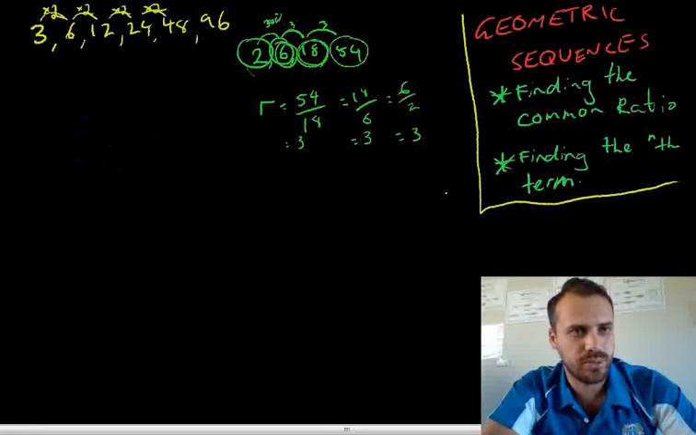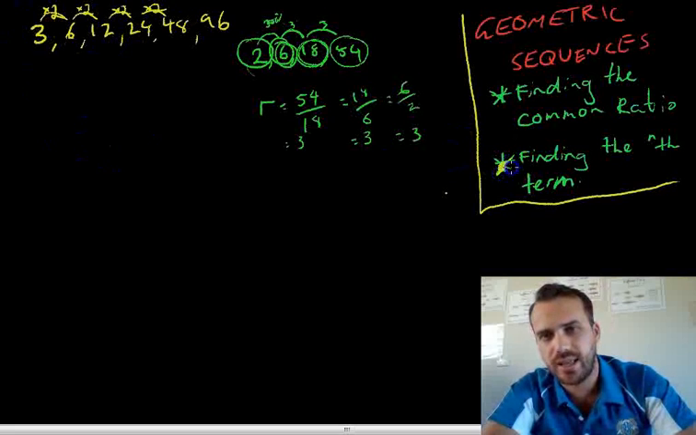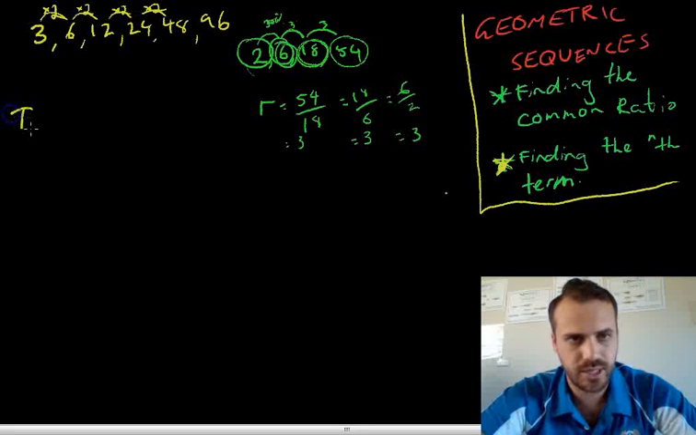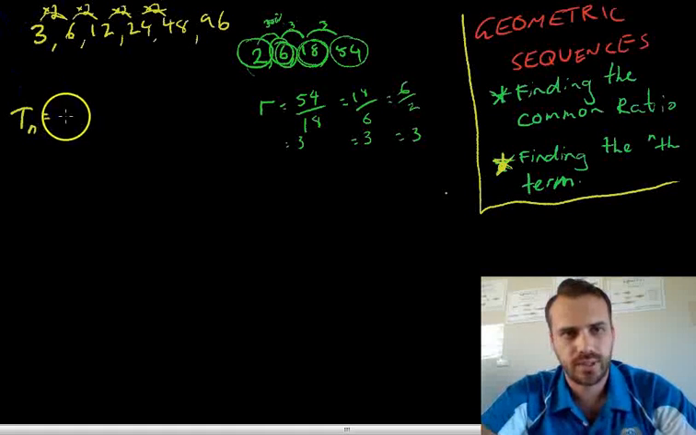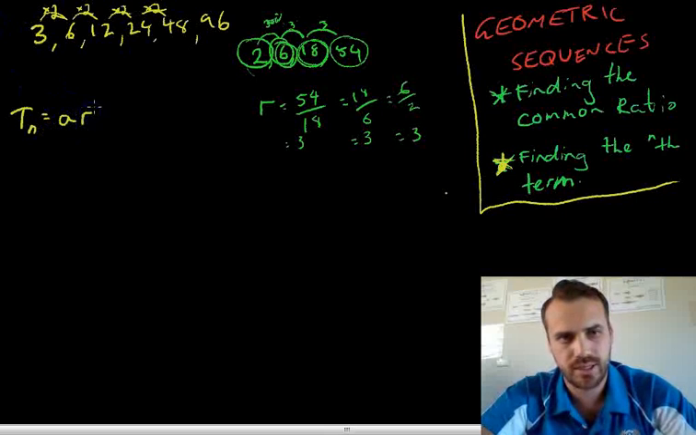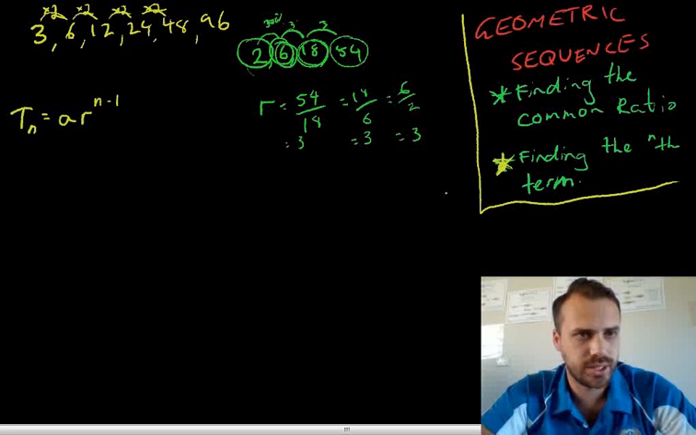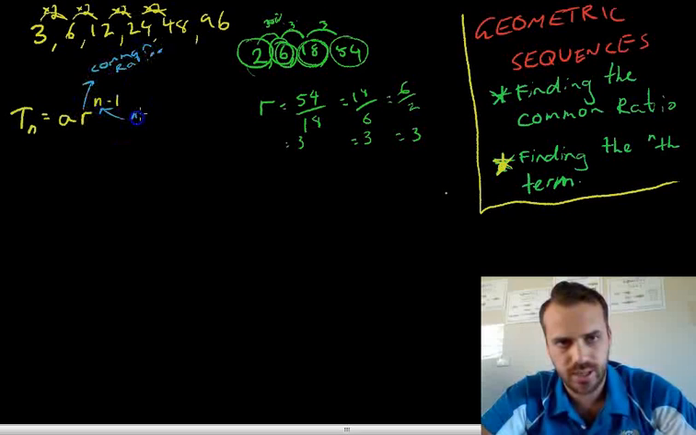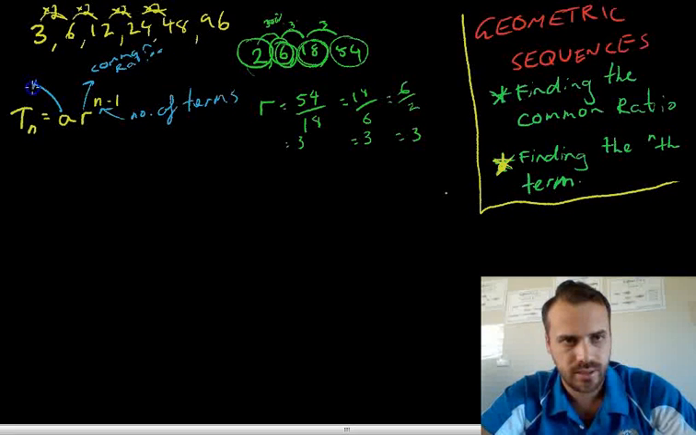Let's look at a formula now. We're going to start looking at finding the nth term. Now, the nth term, so term n, that's a subscript n, a small n, is equal to a times r to the power of n minus 1. Okay, so quickly, you already know what r is. r is the common ratio. n is obviously the number of terms. The only bit that might be confusing is the a. That is the first term.